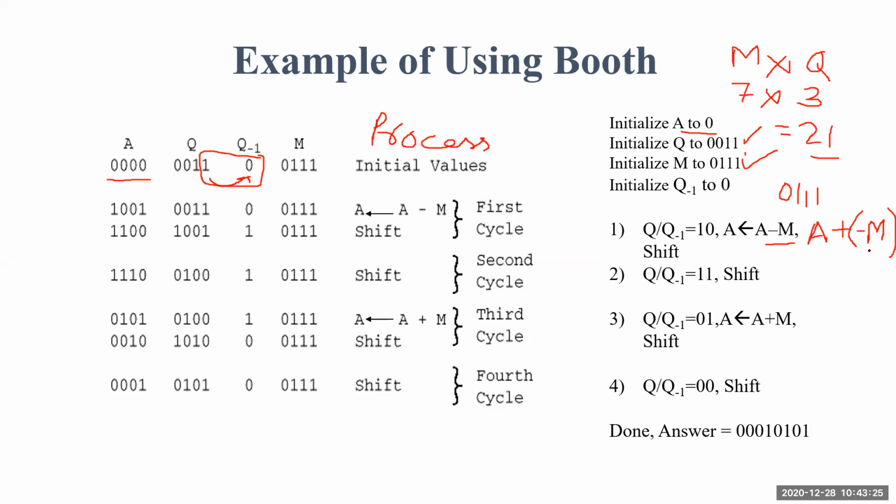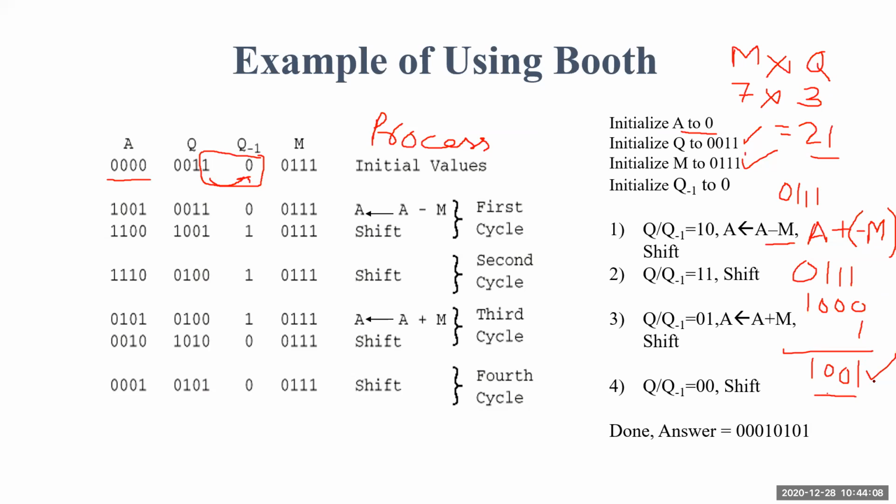But how to get this minus M? In order to find out the minus M, you are supposed to do the 2's complement of that particular binary number. So how to do the 2's complement? If it is my binary number 0 1 1 1, first I'll do the 1's complement. The 1's complement will be 1 0 0 0. To this 1's complement, I'll add 1. If I add 1, it becomes my 2's complement: 1 0 0 1. So this is the value of minus M.